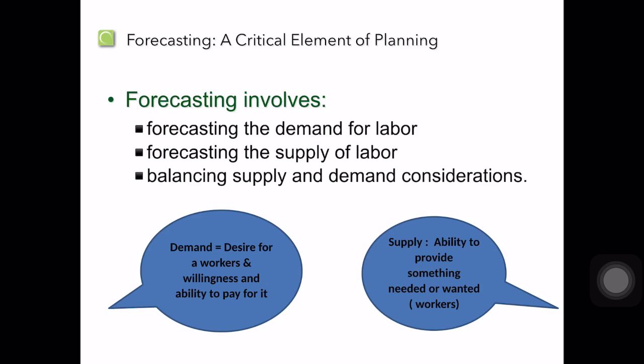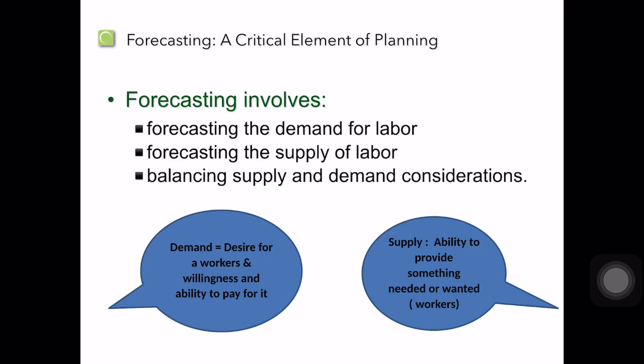Kita dah kata tadi, forecasting for the demand of labor, forecasting for the supply of labor. So benda yang sama macam dalam keywords, betul tak? Tu saya cakap keywords in HRP ni tak lari pun, asyik ulang-ulang. Next, dia kata balancing supply and demand consideration. So you need to make sure that the demand and also supply meet at the center point.